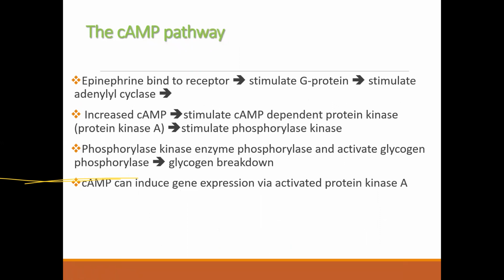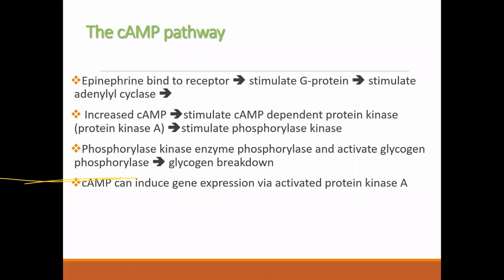In the cyclic AMP signal transduction pathway in the target cell, we give the example of epinephrine action. Epinephrine will bind to the cell surface receptor, and because the receptor of epinephrine is a G protein-coupled receptor, this binding will stimulate the G protein. The G protein of epinephrine is the Gs stimulation. Therefore, the activated G protein will stimulate the action of adenylyl cyclase.